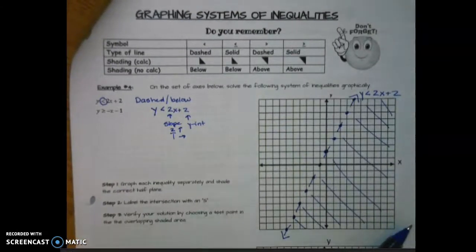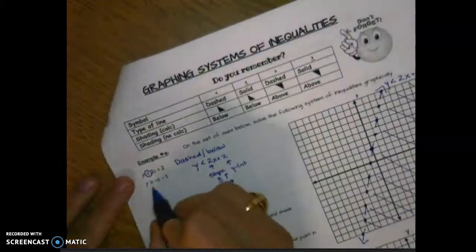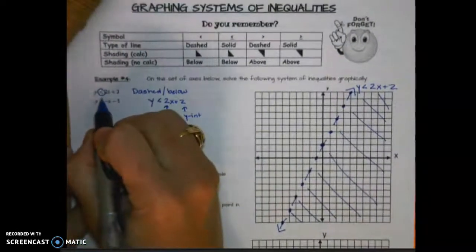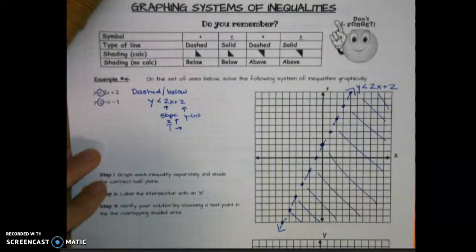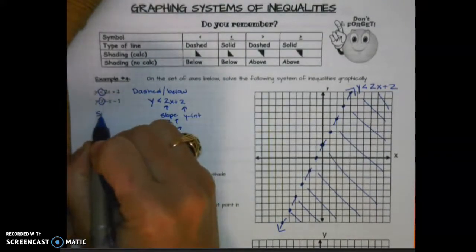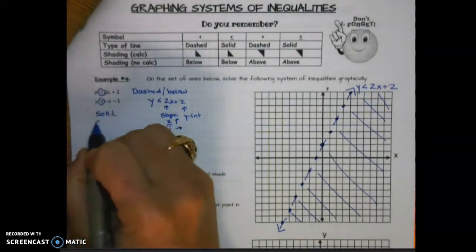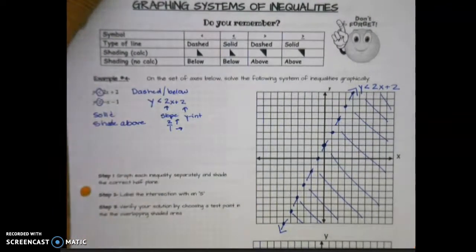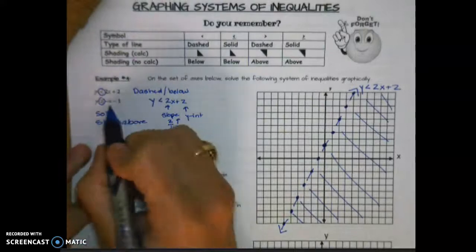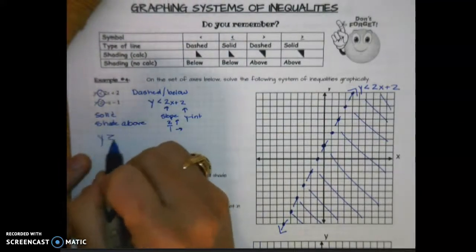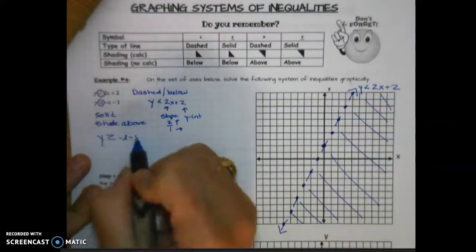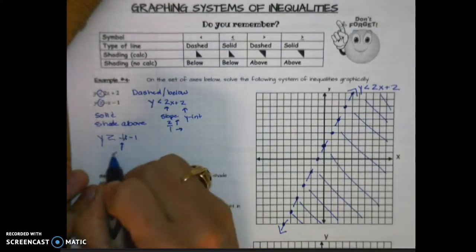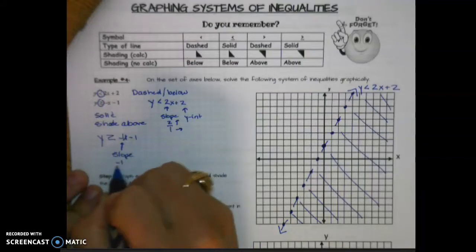Now I want to do the second line. Okay, so my second line has a greater than or equal to symbol. So that means I'm going to have a solid line, and I will shade above. Okay, so I'm going to write it down here so I can annotate it, negative x minus 1. Okay, so my slope is a negative 1. So that means negative 1 over 1.